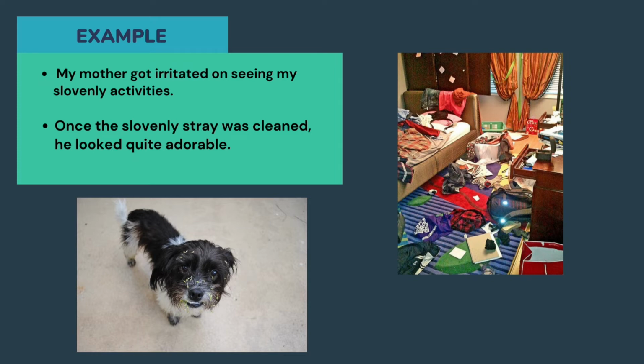The examples are: my mother got irritated on seeing my slovenly activities. This means that my activities were so untidy and dirty, and I was behaving in a frowsy manner, that my mother got irritated. The second example is: once the slovenly stray was cleaned, he looked quite adorable. This means that I found a slovenly stray cat or dog, but once I cleaned it, it looked like such an adorable pet.